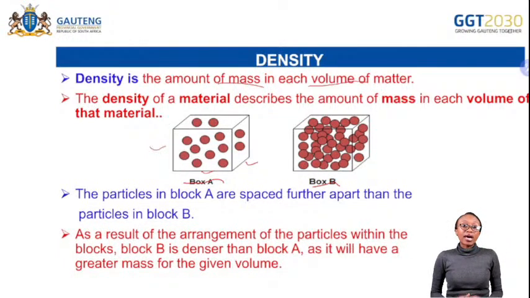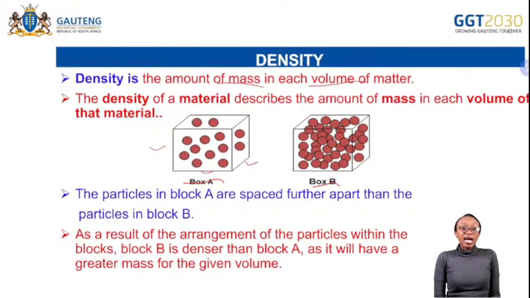So as a result of the arrangement of the particles within the box, block B, which is this one, is denser than block A, as it has a greater mass for the given volume. The volume is the same, but the amount of mass, or the amount of particles inside the box, is different, which means B has a greater mass in comparison to A, which also means that B is denser in comparison to A, although they have the same volume.